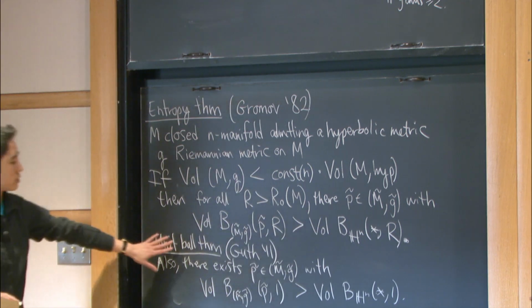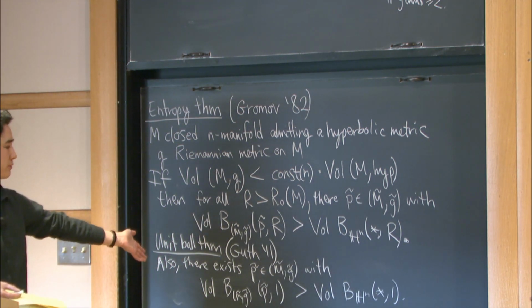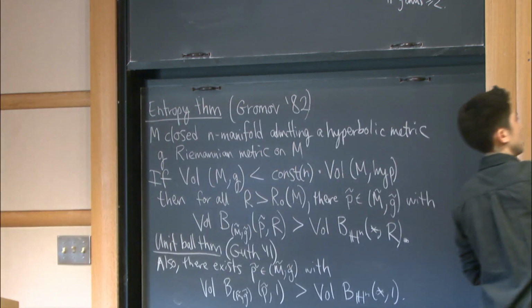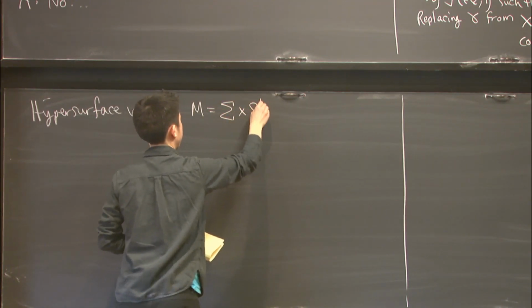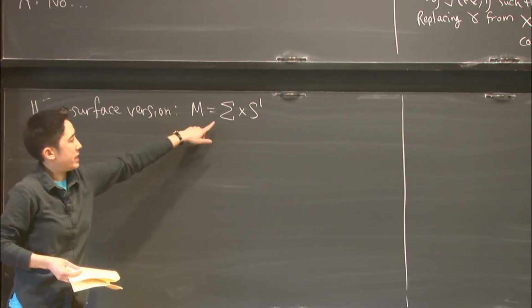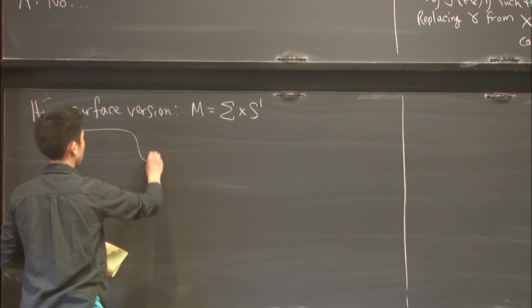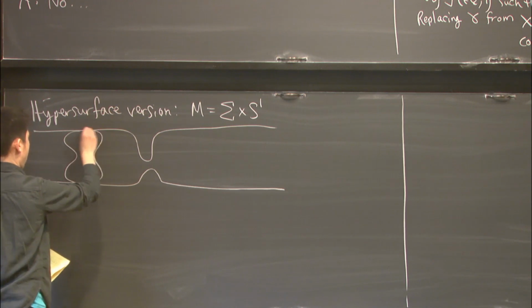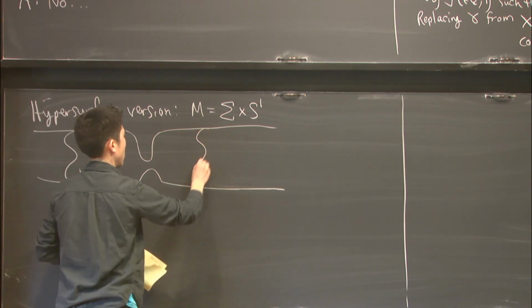Okay, so I was learning about this unit ball theorem and its proof, and Larry suggested trying to prove something like this, except for hypersurfaces in the manifold. So suppose that we knew that our manifold is diffeomorphic to a hyperbolic surface cross S1. Then the picture that we're thinking of is something like this, where sideways is the S1 direction, and every fiber looks like our hyperbolic surface.